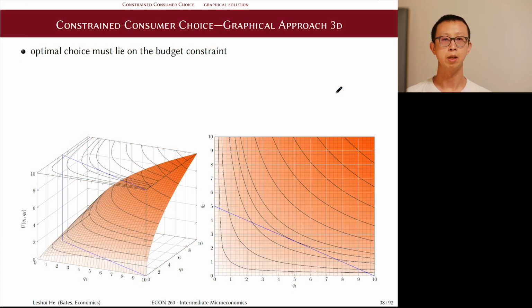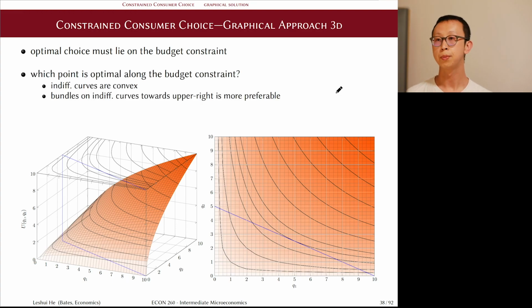Now we have figured out that all the bundles under the budget constraint cannot be optimal for the consumer. We can turn to the second step, to focus on selecting the optimal bundle from all the points along the budget constraint. If we take a look at the graph, clearly not all points along the budget constraint provide exactly the same amount of utility.